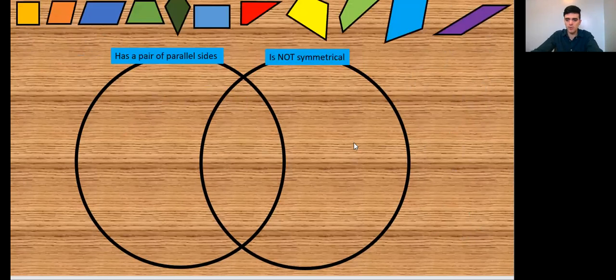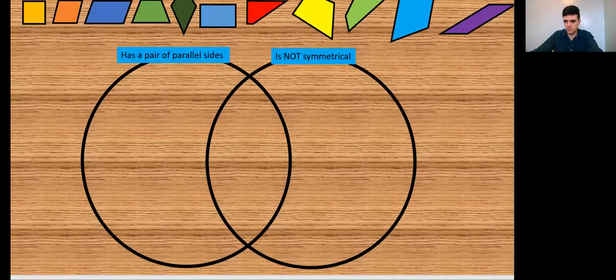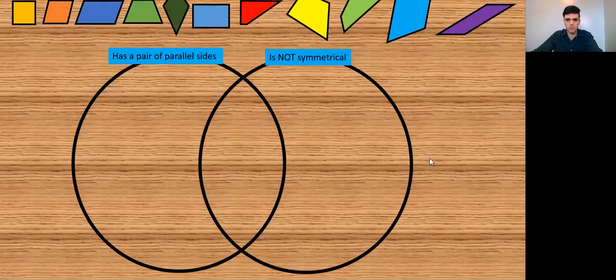Okay, how we're going to sort the shapes this time, let me just try and fix this before I move on. I wonder what that's going to do. Okay, we've got our shapes, same shapes, but different Venn diagram. Which shapes have a pair of parallel sides and which shapes are not symmetrical?